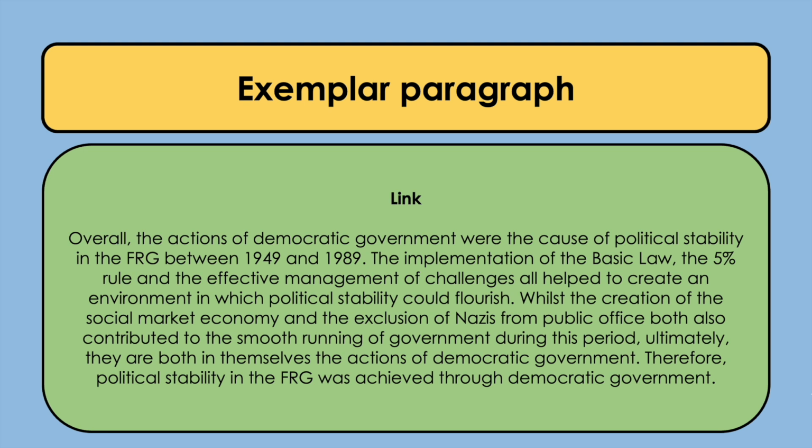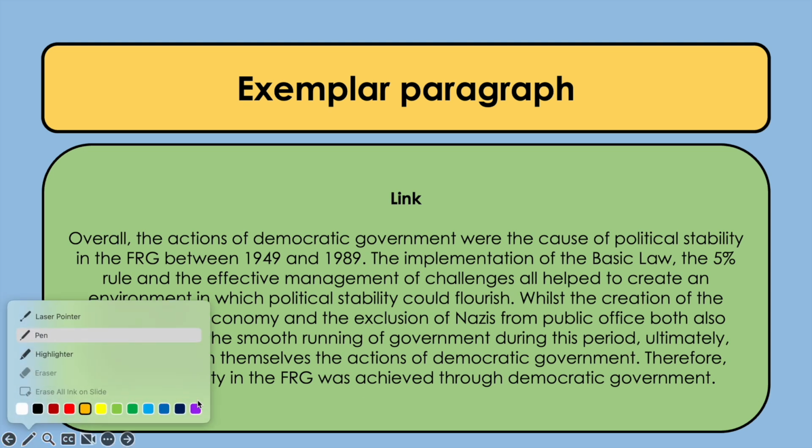So overall, the actions of democratic government were the cause of political stability in the FRG between 1949 and 1989. The implementation of the Basic Law, the 5% rule, and the effective management of challenges all helped to create an environment in which political stability could flourish. Whilst the creation of the social market economy and the exclusion of Nazis from public office both also contributed to the smooth running of government during this period, ultimately they are both in themselves the actions of democratic government. Therefore, political stability in the FRG was achieved through democratic government.